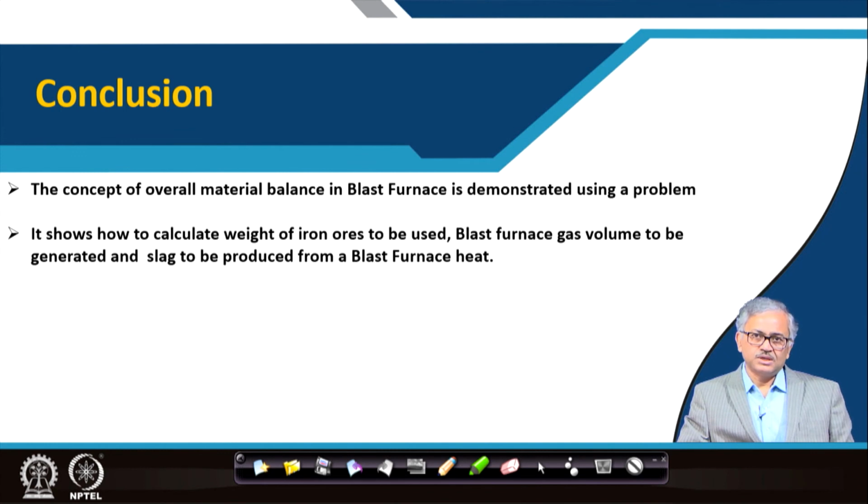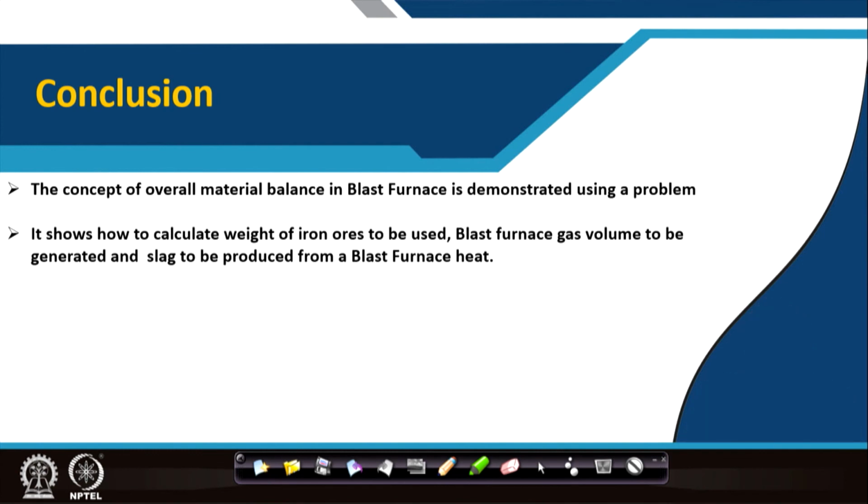We discussed one problem for a blast furnace, where you are given the ore composition, hot metal composition, coke rate and flux rate. You can calculate per ton of hot metal the weight of iron ore, the slag weight, the volume of the blast furnace gas, and all these things. I think this amply clears how overall material balance can be utilized for plant application. In the plant it is very useful, you can calculate the slag weight very effectively. Thank you very much.